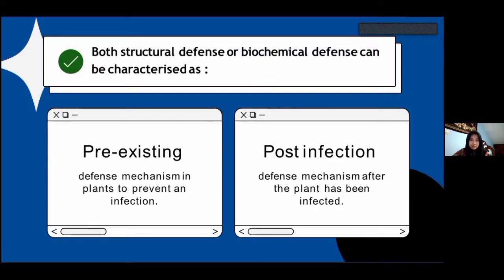Both structural defense and biochemical defense can be characterized as, first, pre-existing, a defense mechanism in the plant to prevent an infection. And second, post-infection, a defense mechanism after the plant has been infected.